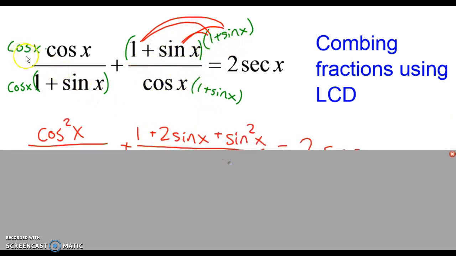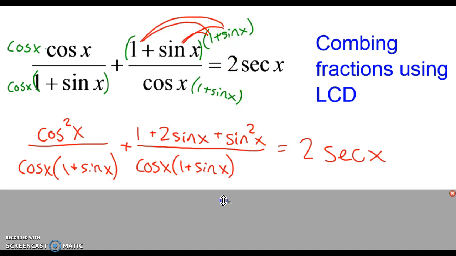When I do that on the top right here, I get cosine times cosine, which is cosine squared. Here I need to FOIL these two binomials, and I get 1 times 1, sin x times 1 plus sin x times 1 is 2 sin x, and then plus sin x times sin x is sine squared. On the bottom, I'm actually not going to distribute because I want the bottom factored later, so I'm just going to leave it like so.